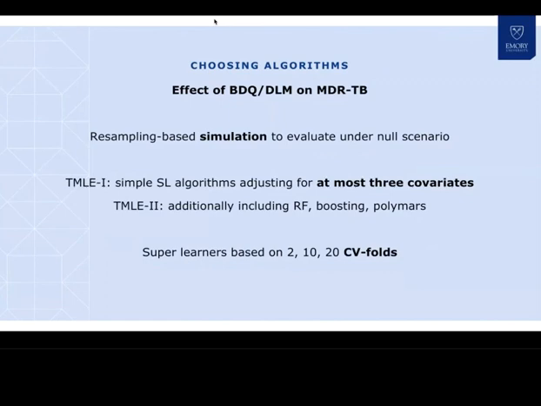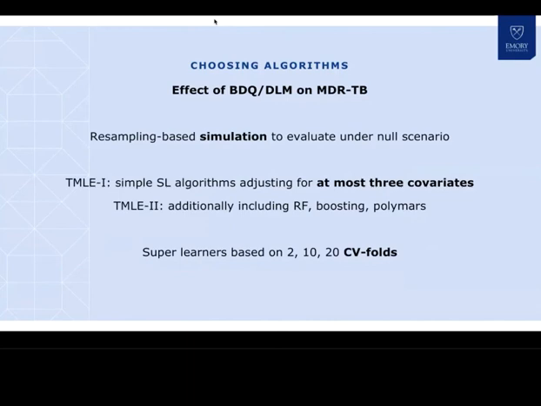The second one said, okay, let's include all of those straightforward algorithms too, but let's try to be a bit more aggressive. So let's include some machine learning algorithms. We included random forest, boosting, and polynomial multivariate adaptive regression splines, polymars. So it took the simple library and layered on top of that more aggressive algorithms. Then there was a second question of whether and how the number of cross-validation folds affects inference derived from the TMLE procedure. So we considered superlearners based on 2, 10, and 20 cross-validation folds.